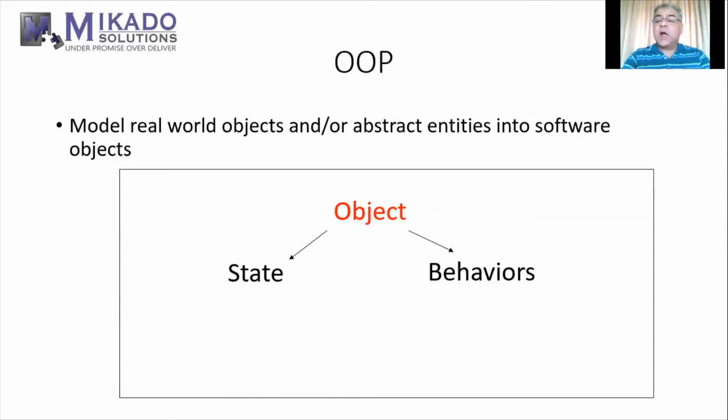Now the question comes, how to model? It's very simple. State is modeled as data, and behaviors are modeled as methods. Now let's say I want to model a real world car into a software object. How will I do it?